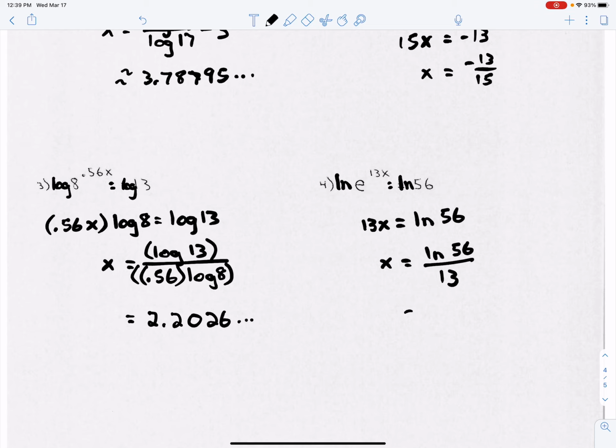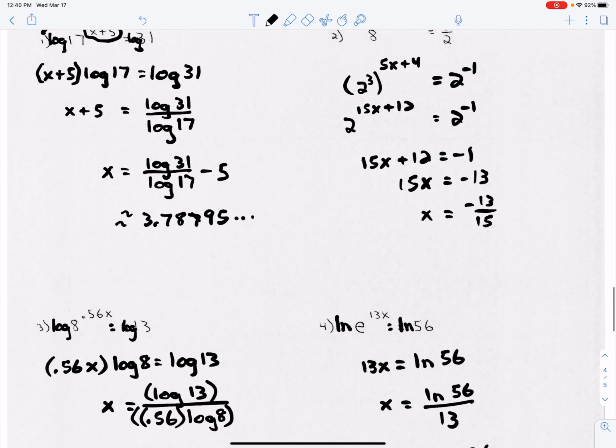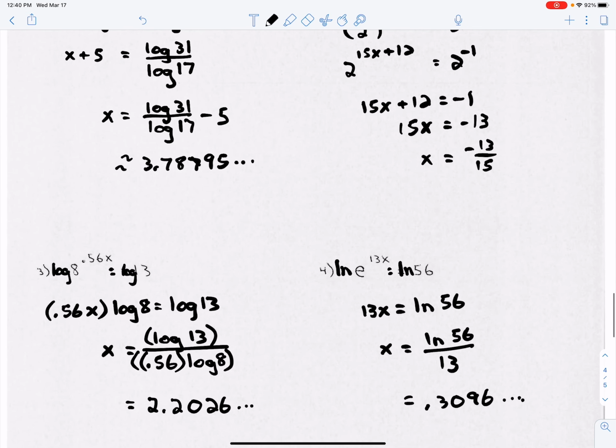Okay? On this last one, you get the natural log, and it has to be a natural log because that's what we used, the natural log of 56 divided by 13, and that gives you 0.3096, et cetera. Okay? And so remember, you have to make sure you're using a natural log. And obviously on problem 2 here, you don't use the calculator at all because we didn't need logs at all, okay?